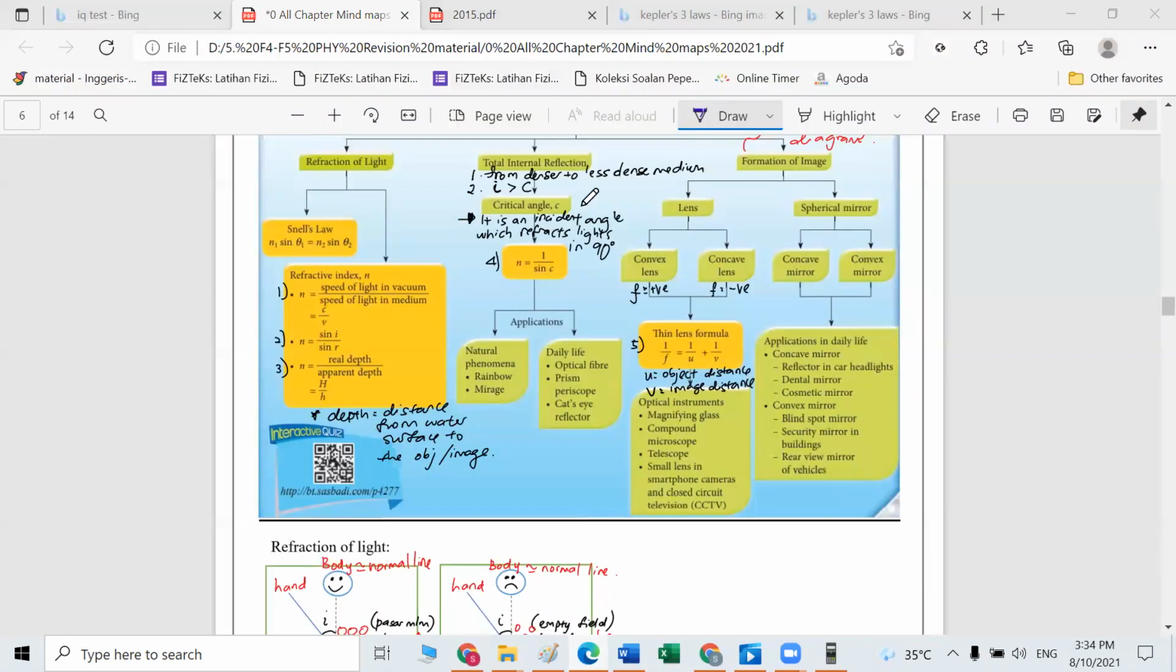All right, so last, refraction of light. Snell's law is n equals sine i over sine r.